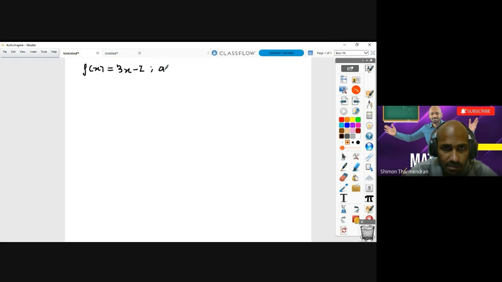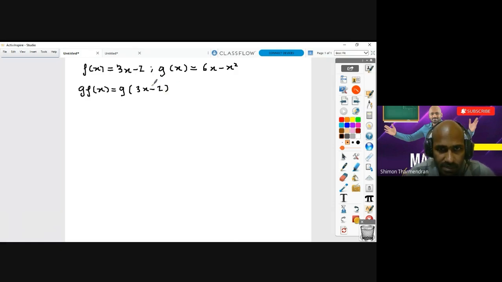And we have g of x equals 6x minus x squared. So they want us to show the maximum value of g of x is 9. So let's find g of x first. So g of x means putting f of x into g. So my f of x is 3x minus 2.